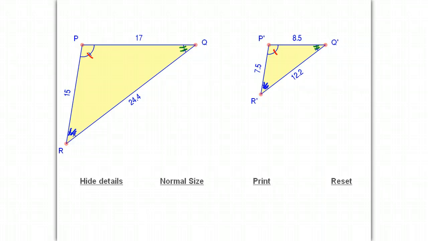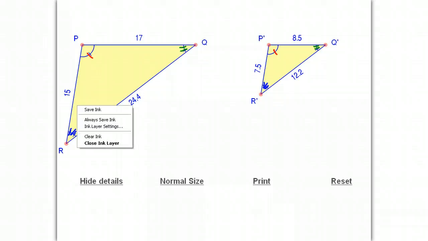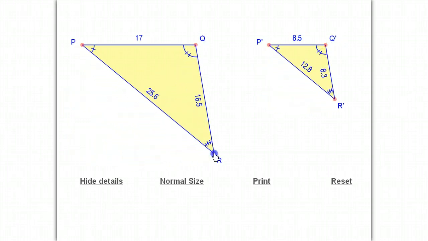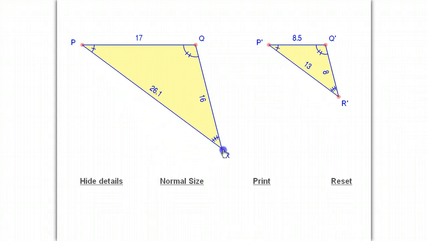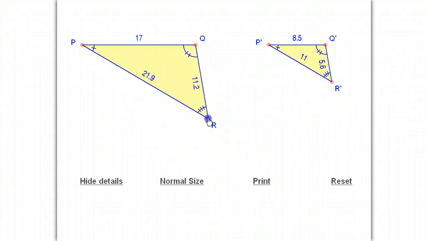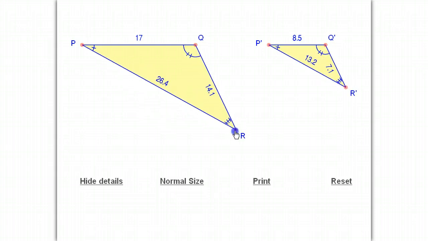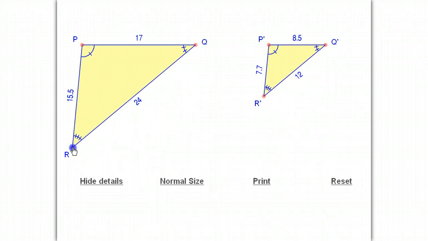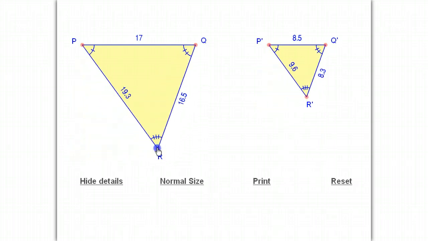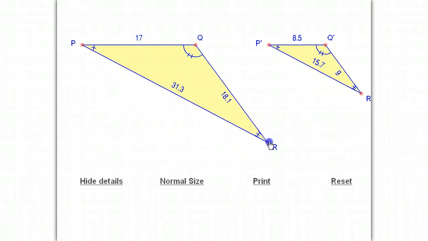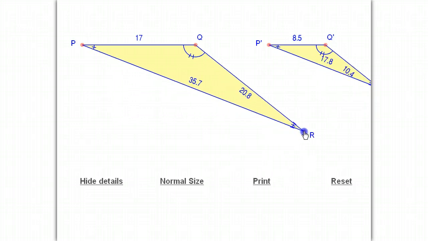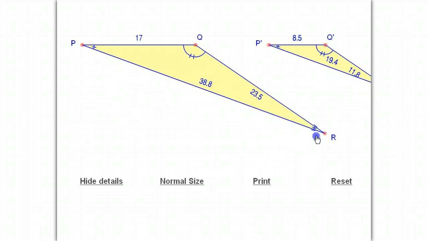Now, let me just close that ink layer so I can do this. If you notice, as I take the corner of one, they're both changing. Even though the lengths of the sides are different, they're still maintaining the same shape. And by the way, the same angles are still equal to each other. We're not changing the corresponding angles. The corresponding angles are still equal, and therefore these triangles both have the same shape. No matter where I stop it, the two triangles have the same shape.